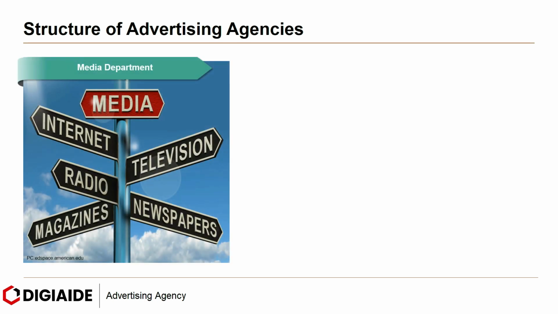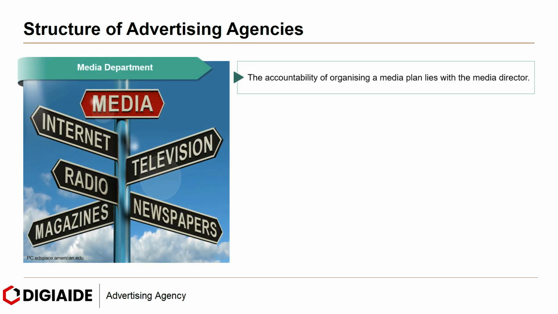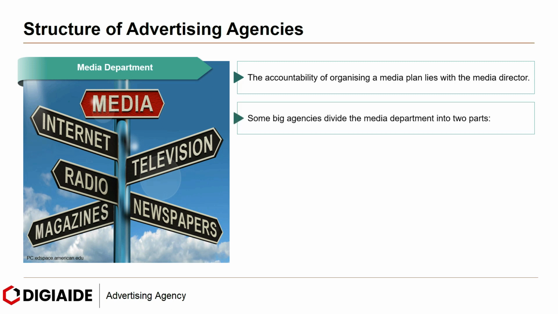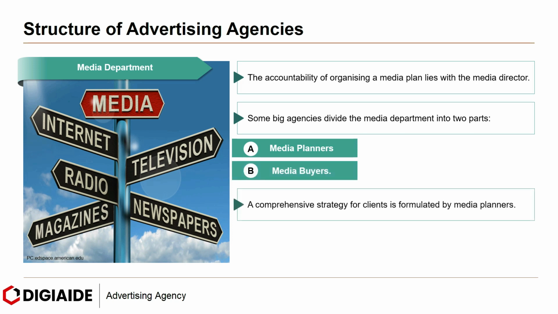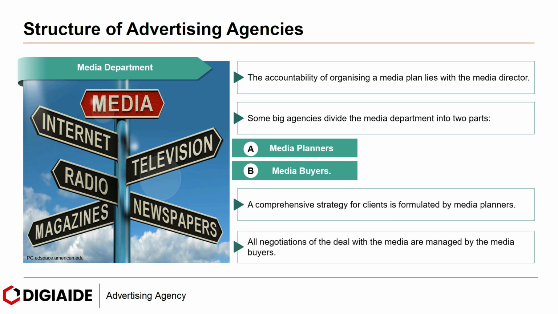Next, media department. The accountability of organizing a media plan lies with the media director. Some big agencies divide the media requirement into two parts: A. Media planners and B. Media buyers. A comprehensive strategy for clients is formulated by media planners, and all the negotiations of the deal with the media, which could be TV, radio, print, are managed by the media buyers.